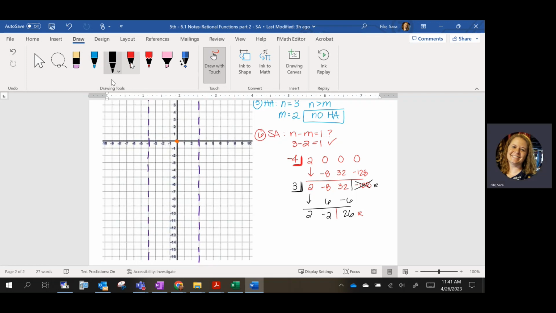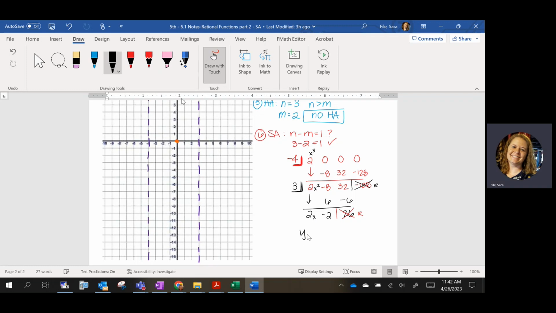Okay, but do we care about that remainder? No, we don't care about the remainder. Now it's down to a linear function, right? Because this started as x cubed. We divided out one of the factors and got it down to x squared. And then we divided out the other factor, and now we've got it down to x. Do y'all see that?